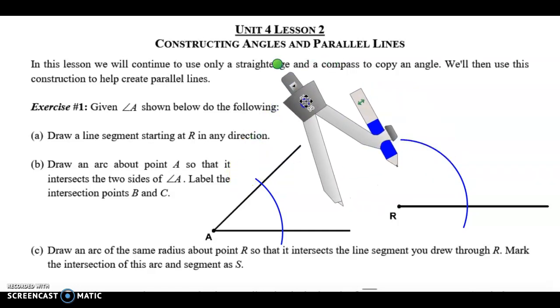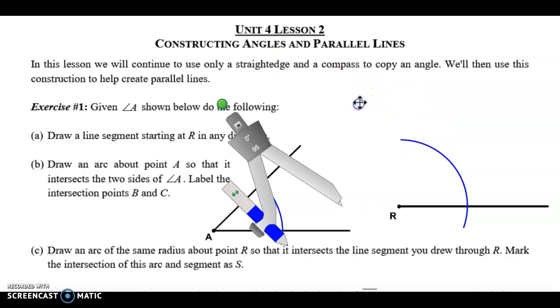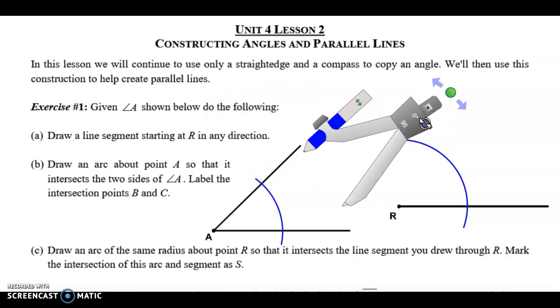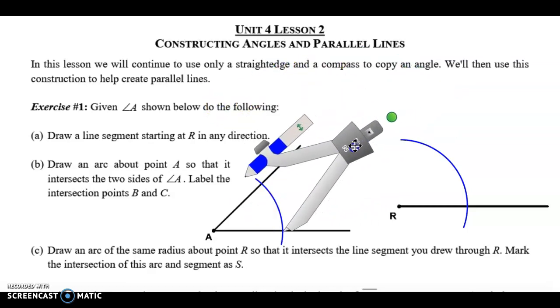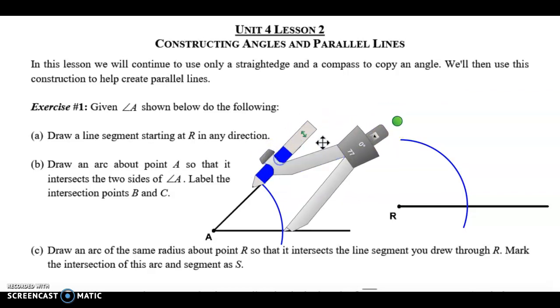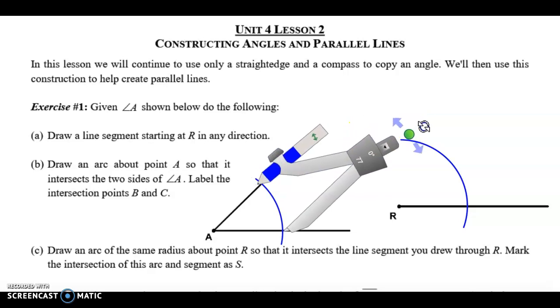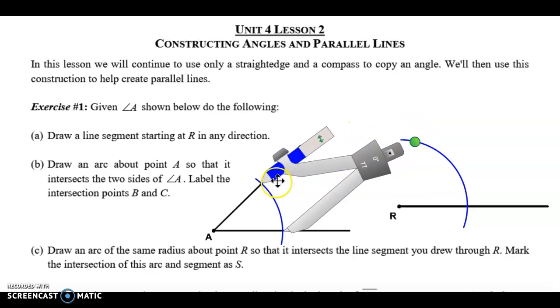All right, now what I'm going to do is measure the arc that I drew. I'm going to go to angle A, and I'm going to measure the arc from where it touches the bottom ray of angle A to where it touches the top ray. So again, see how I put one end of my compass where it touches the bottom and one end of my compass where it touches the top.